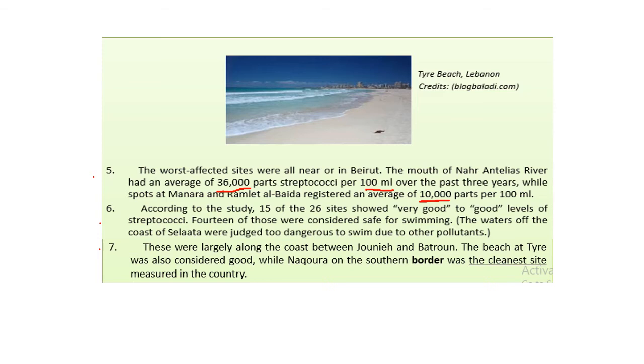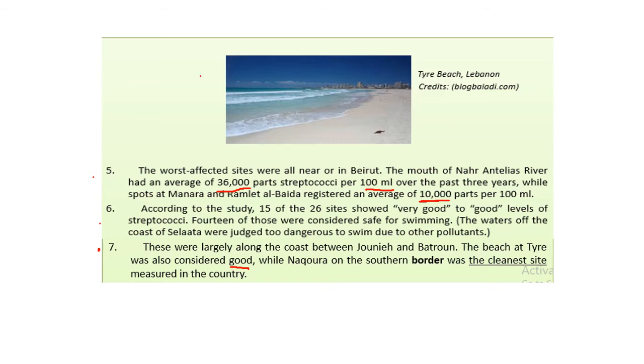The beach at Tyre, this is where I felt so proud, the beach at Tyre was also considered good, while Naqoura on the southern border was the cleanest site measured in the country. So, it does seem that Naqoura and Tyre are the cleanest. You go towards Bayada and Naqoura, you take a look at the water, the color is turquoise. It's just so beautiful. And it turned out to be the cleanest swimming site in Lebanon.